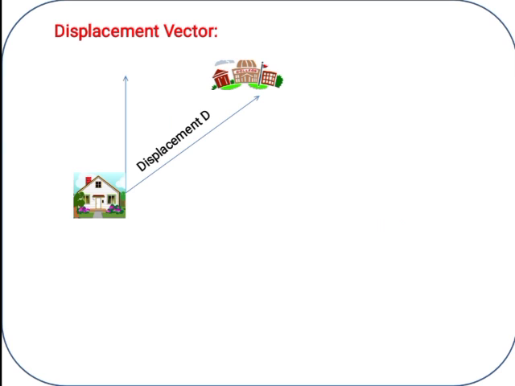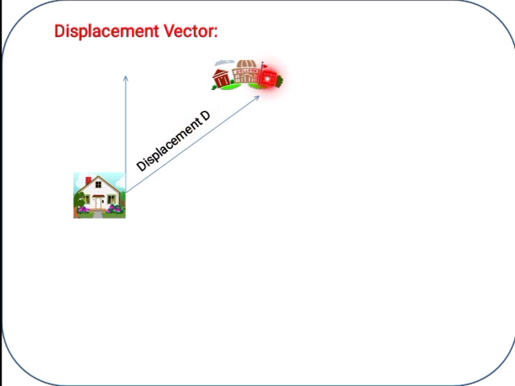This is one example here. Suppose a person wants to move from his house to college. Is it not this path? So he is moving from his house to college in this way. Is it not displacement? The person is displaced from his house to college. So that is called displacement. That displacement is denoted by d. Here I have taken the notation d.